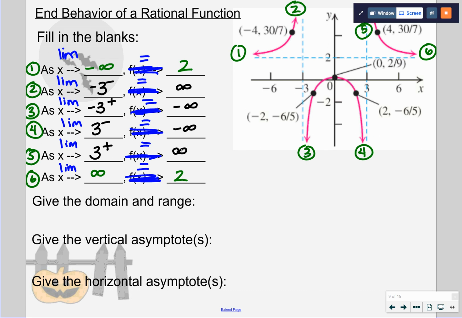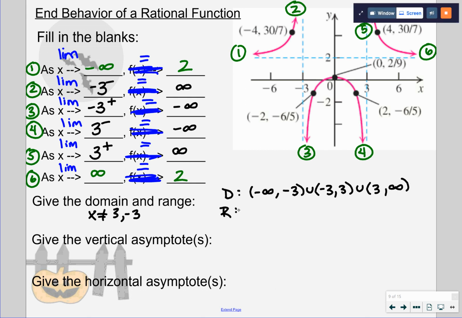Okay, domain and range. If you have the picture, it should be fairly easy. Let's start with domain. The domain is everything except what two numbers can we not equal in this picture? 3 and negative 3. So the domain is negative infinity to negative 3, negative 3 to 3, 3 to infinity.